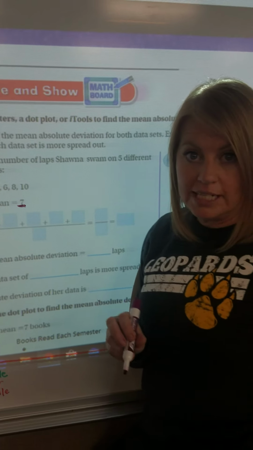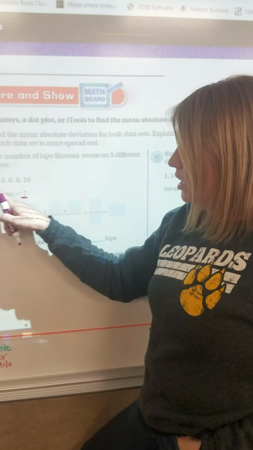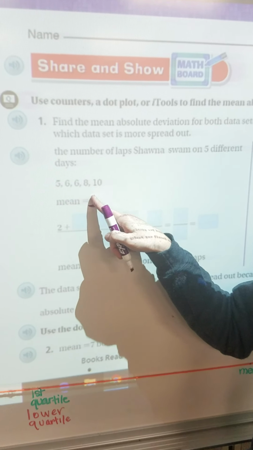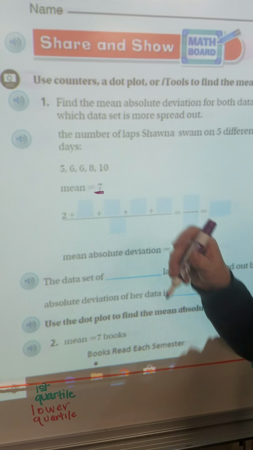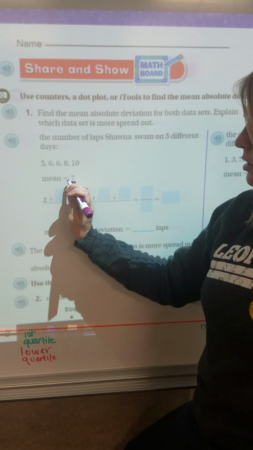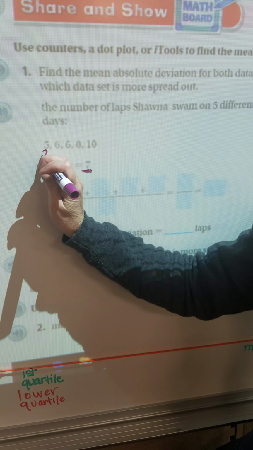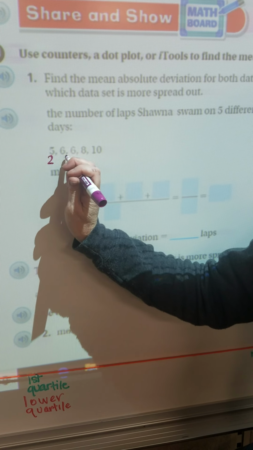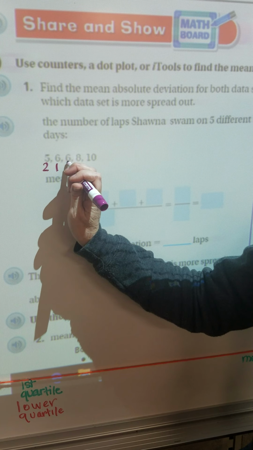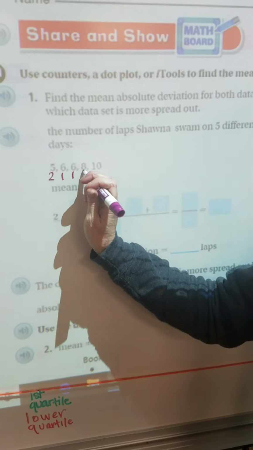So to find the mean absolute deviation, I'm going to figure out, okay, how far are each of our data values away from 7? I like to write it right under that data value. Okay, so how far away is 5 from 7? That's 2 spaces. 6 from 7, that's 1 space. 8 from 7, that's 1 space away. And 10 from 7, that's 3 spaces away.